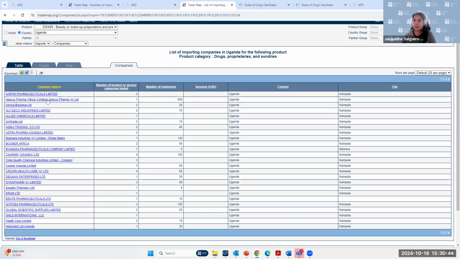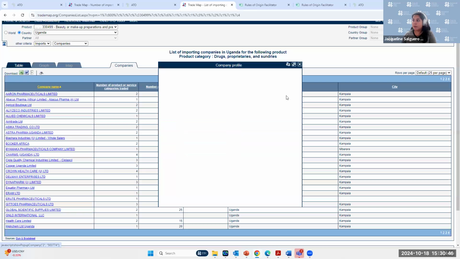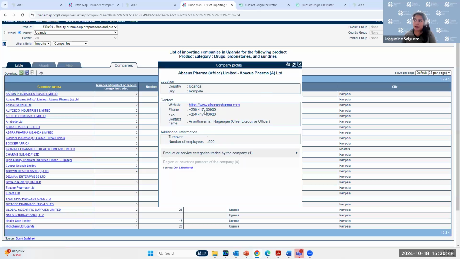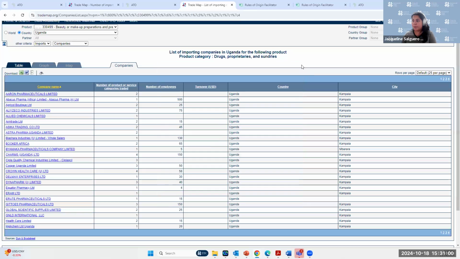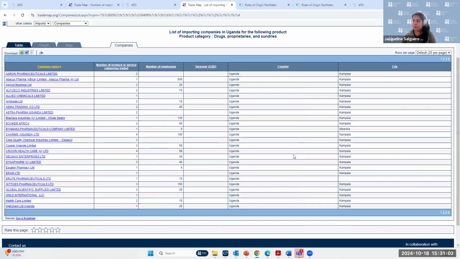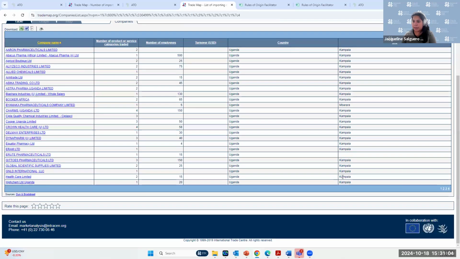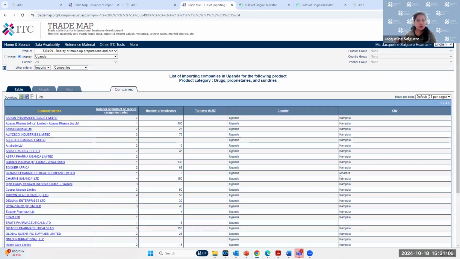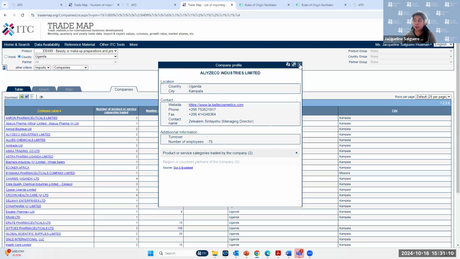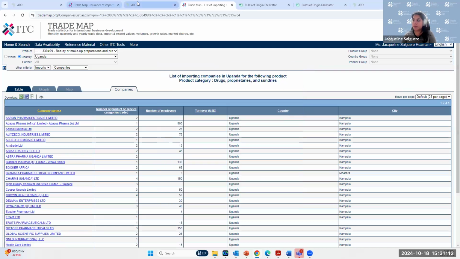So that's why you will see you have this company, for example. And for each company, you will have the name, the city, a phone number, and then the name of the contact, for example, and sometimes even the size of the company. So you can see whether it's a small company, a big company, or a large company. So as you can see, most of the companies here in this case are in Kampala. So you can go through that website as well to be able to identify potential importers even for your product.